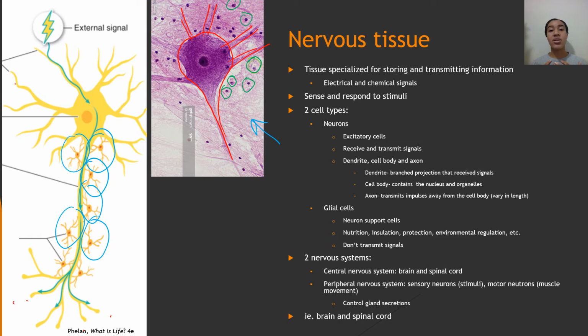So if you're sensing danger and you get really stimulated, neurons can tell your epithelial gland cells to secrete more mucus or secrete more sweat if you're feeling anxiety. They can play a role in that as well. And some examples are the brain and spinal cord.